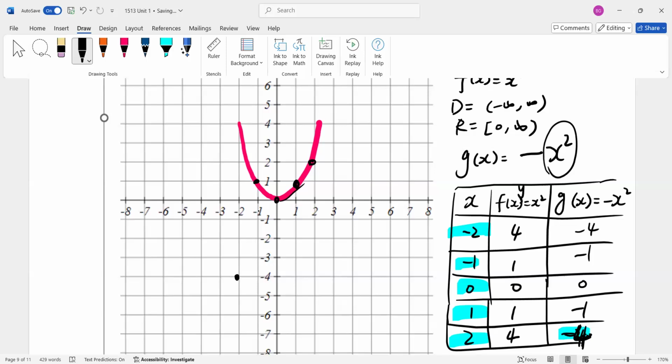We have -1 comma -1. We have 0 comma 0. We have 1 comma -1. We have 2 comma -4. So this is the graph of the daughter function.